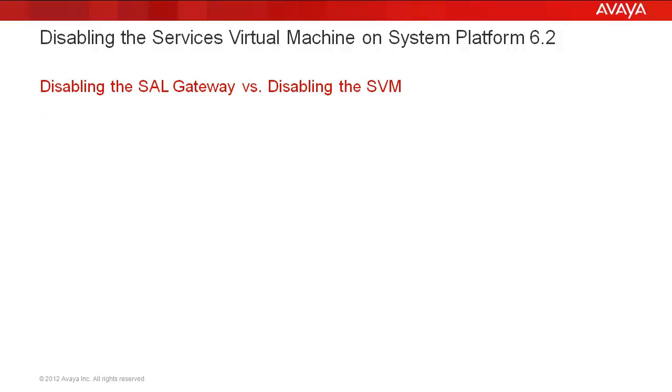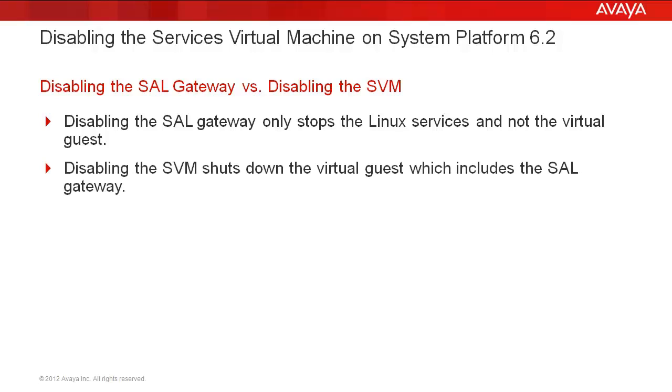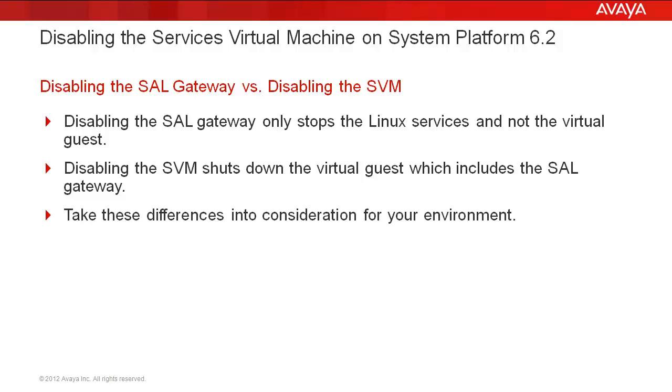Also worth mentioning are the differences between disabling the cell gateway or disabling the SVM. Disabling the cell gateway only stops the Linux services of the cell gateway, but does not shut down the guest virtual machine. Disabling the SVM, on the other hand, shuts down the entire guest virtual machine, which consequently also disables the cell gateway, and allows System Platform to reclaim any CPU and memory resources previously assigned to the SVM. Therefore, when deciding between disabling your cell gateway or disabling your SVM in your environment, take these differences into consideration.